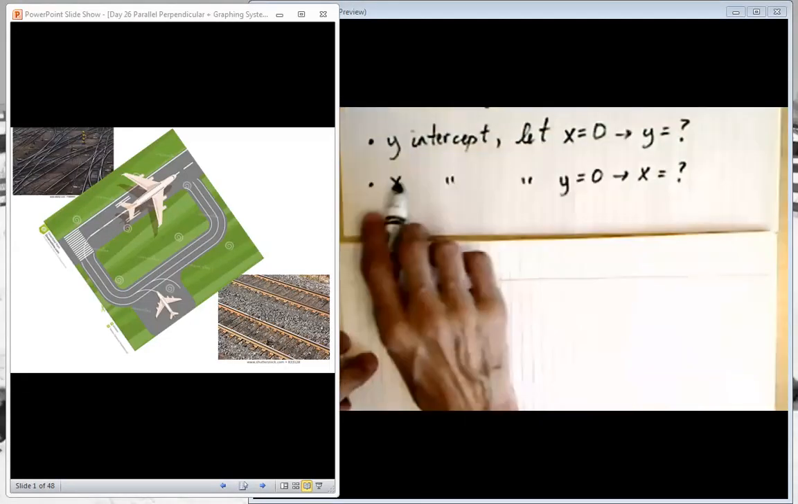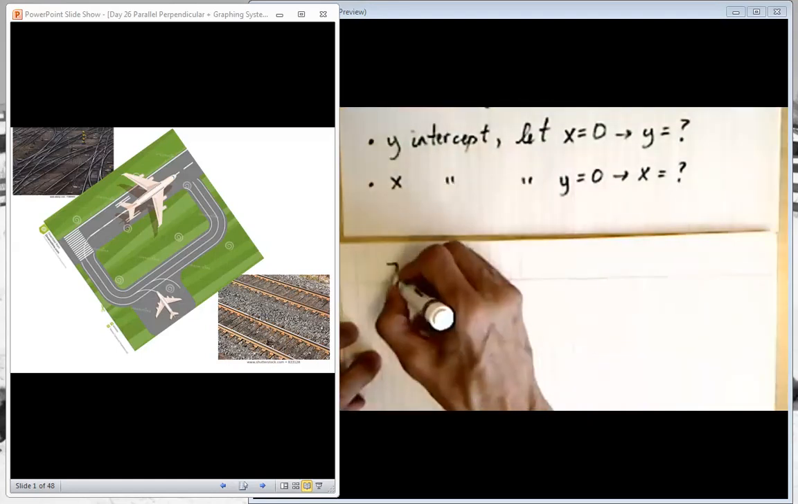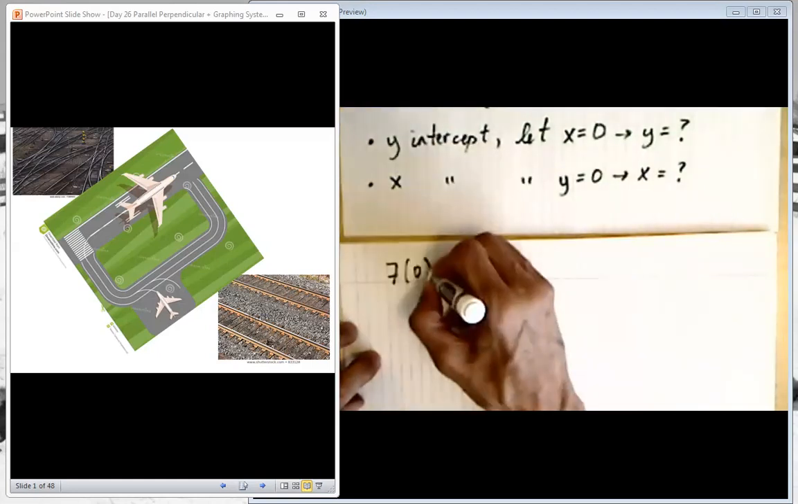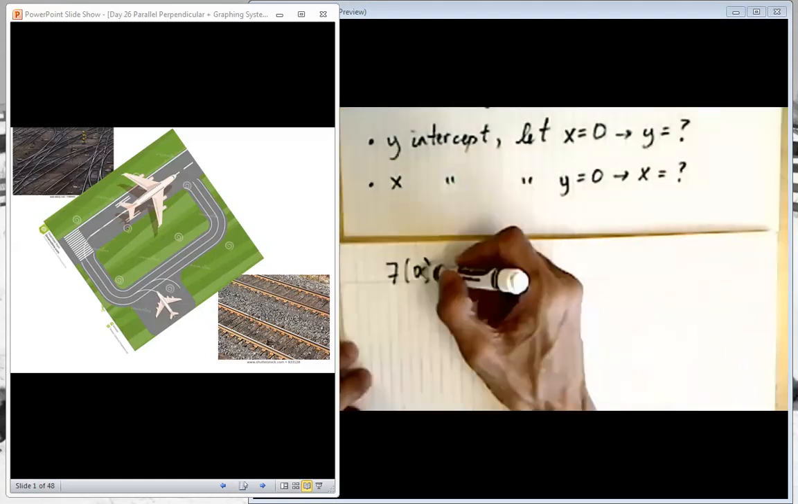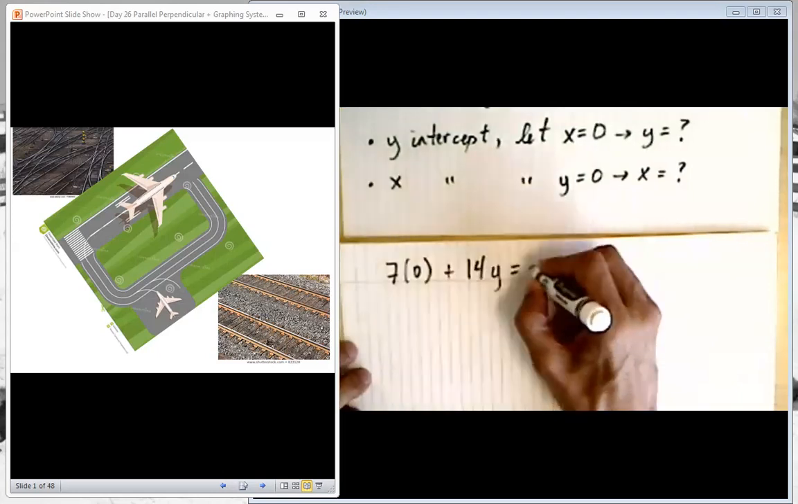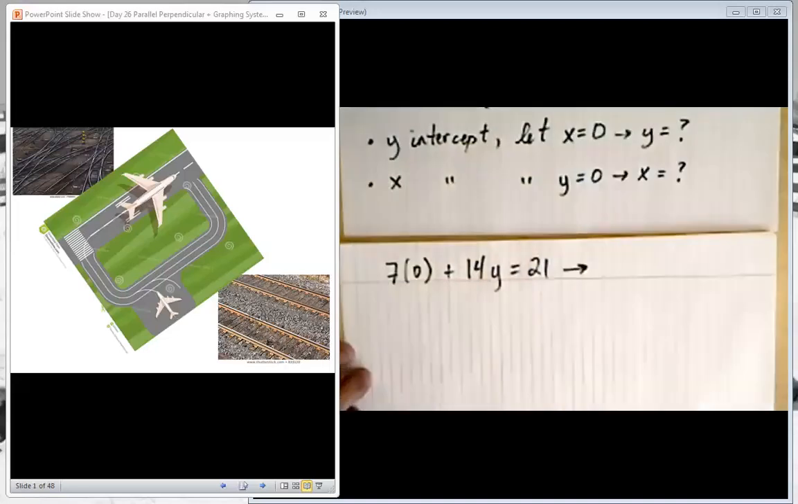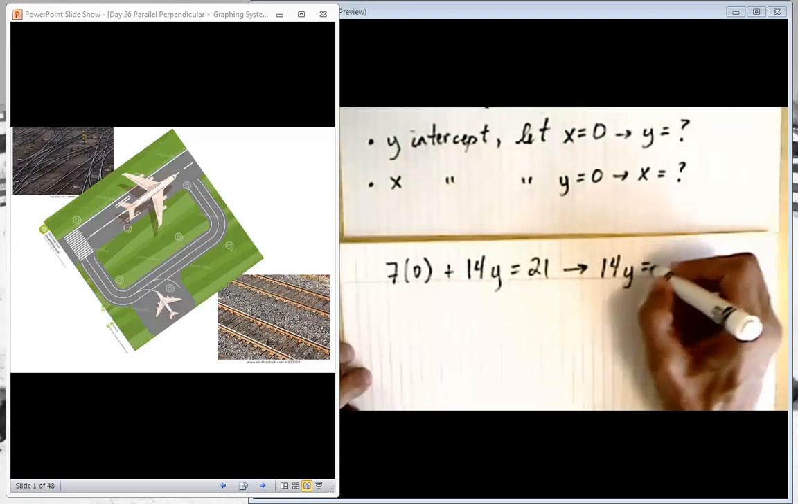So the first is for the y-intercept. Let x equal 0. So that means our equation is going to have 0 in there instead of x, wherever x was. So x is gone. Don't forget, it stuck around yesterday. It's actually substituted, replaced. 14y stays. 21 is what we're looking at. And so working this out, we'll get 14y is equal to 21.